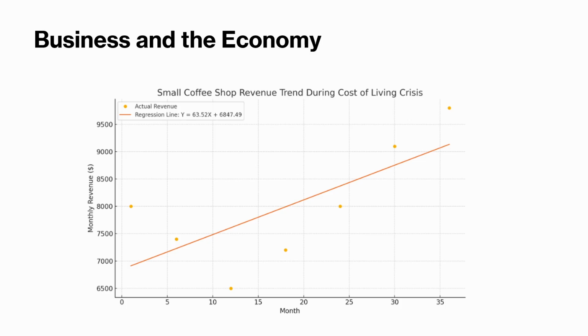The business and the economy framework helps the small coffee shop navigate Australia's cost of living crisis by connecting macroeconomic trends to actionable micro level strategies. Rising inflation and interest rates have reduced household disposable income, leading consumers to cut discretionary spending, evident in declining demand for premium coffee drinks. At the same time, supply side pressures squeeze profit margins.